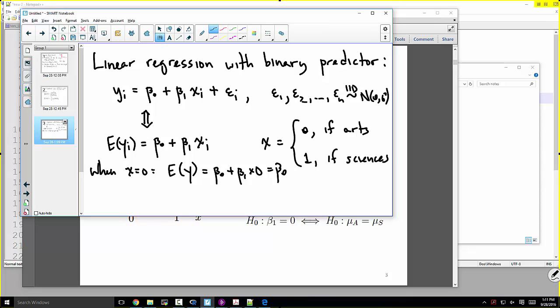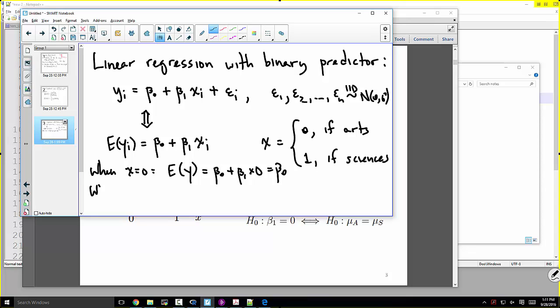Beta 0 then, if you want to interpret it, what does it mean? In order to interpret a coefficient, what you need is an expression like this. Beta 0 equals something in terms of means. Similarly, if you want to interpret beta 1, you want beta 1 equals something in terms of means. That's what I'm wanting when I ask for interpretation.